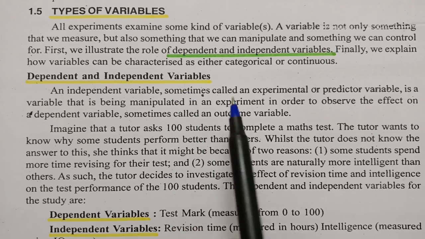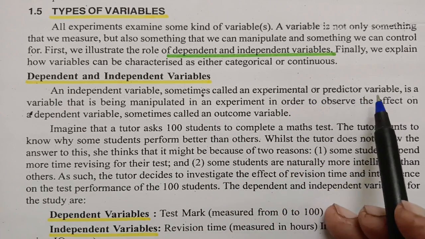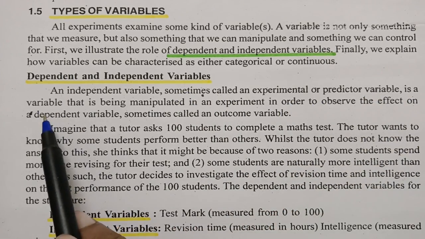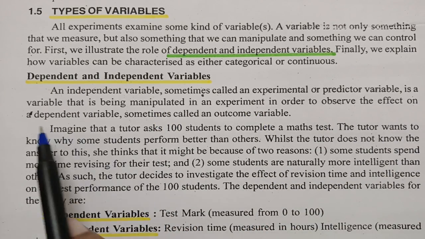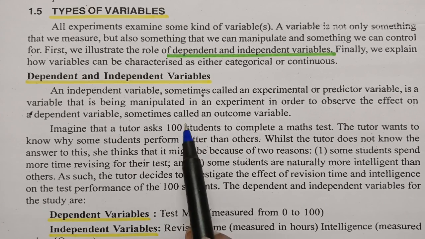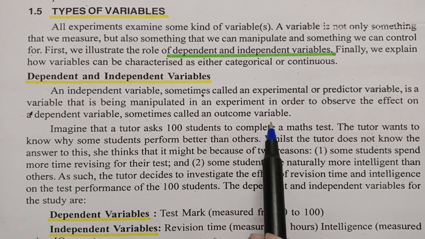An independent variable, sometimes called an experimental or a predictor variable, is a variable that is being manipulated in an experiment in order to observe the effects on a dependent variable, sometimes called an outcome variable.